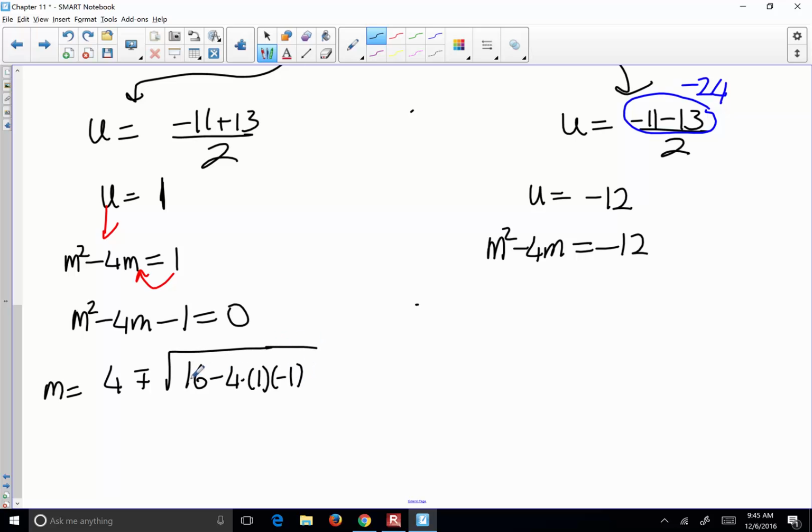How did I get 16? It's b squared. I'm getting faster and faster when you do more and more, okay? But this time again, minus 4, 1 and minus 1. This side turns into positive 4. 16 plus 4 is 20.